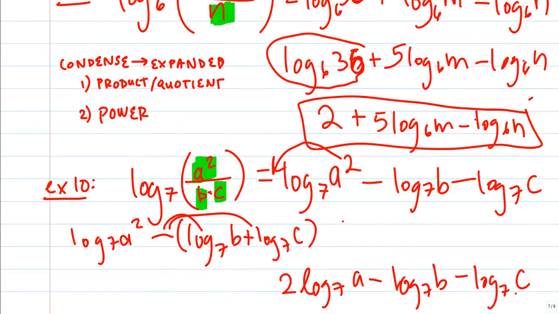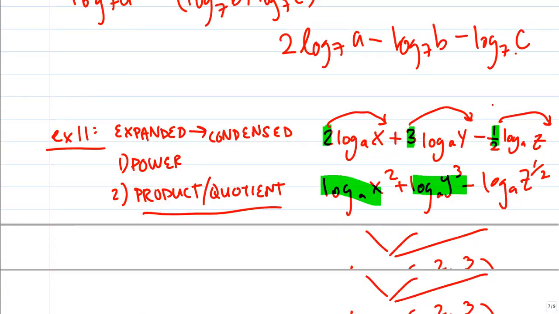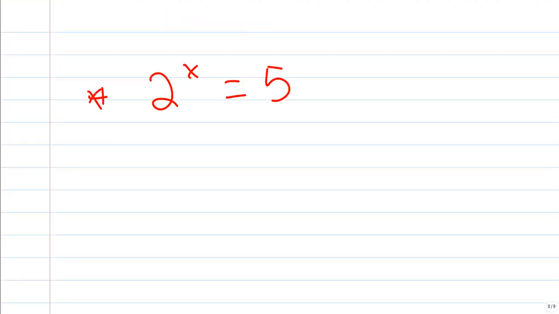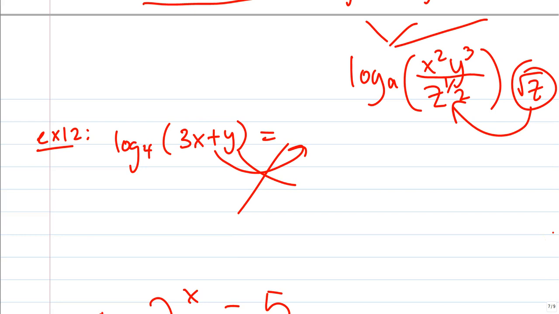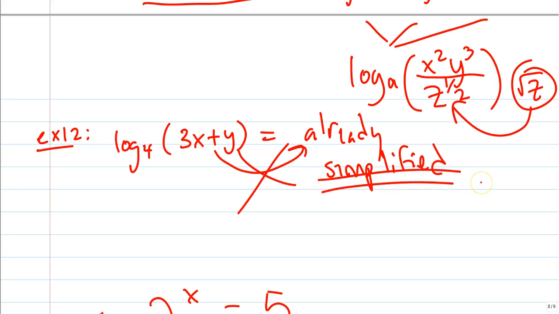So follow your rules very carefully. Make sure I don't go too far. This doesn't have any rule that applies to it, so it is already simplified. There is nothing we can do to this. Don't start making up new rules. Write those rules down and refer to them while you're going through the problems.